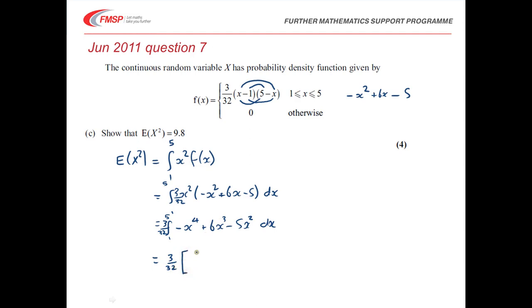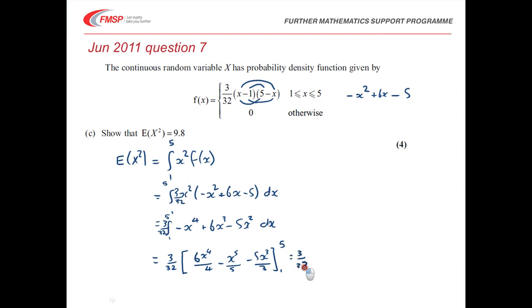Let's do these in this order. So that's going to give me 6x to the 4 over 4 minus x to the 5 on 5 minus 5x cubed on 3. And then we evaluate that between 1 and 5. And if we do that, again, you need to demonstrate that you're substituting in the values. It's not good enough just to now write equals 9.8. And the reason is because the answer is shown. So we need to demonstrate that you're going to substitute in your values.